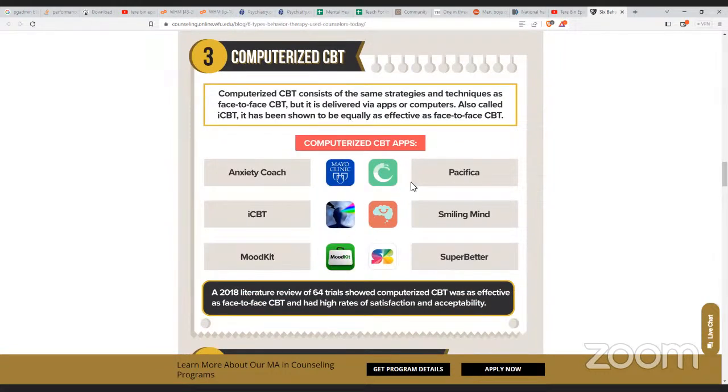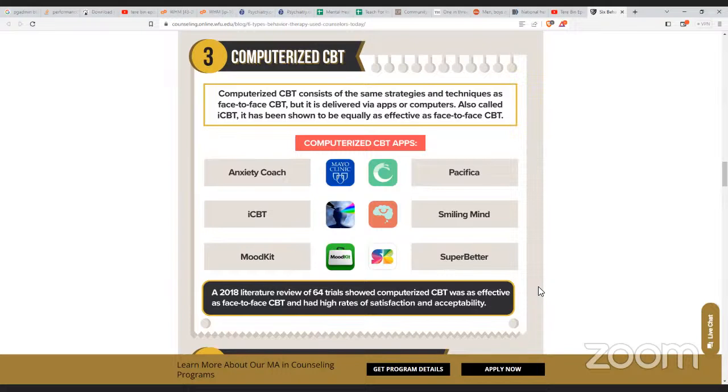Then computerized CBT. Do you know about this CBT app? There is now a CBT app also. Mood Kit, iCBT, Smiling Mind, Anxiety Coach. I think I heard about Anxiety Coach. Mayo Clinic. Do you know about this? I've heard about Mood Kit. Okay, Mood Kit. So how is it? Haven't used it, someone just told me about it. So I don't have a detailed idea of it.